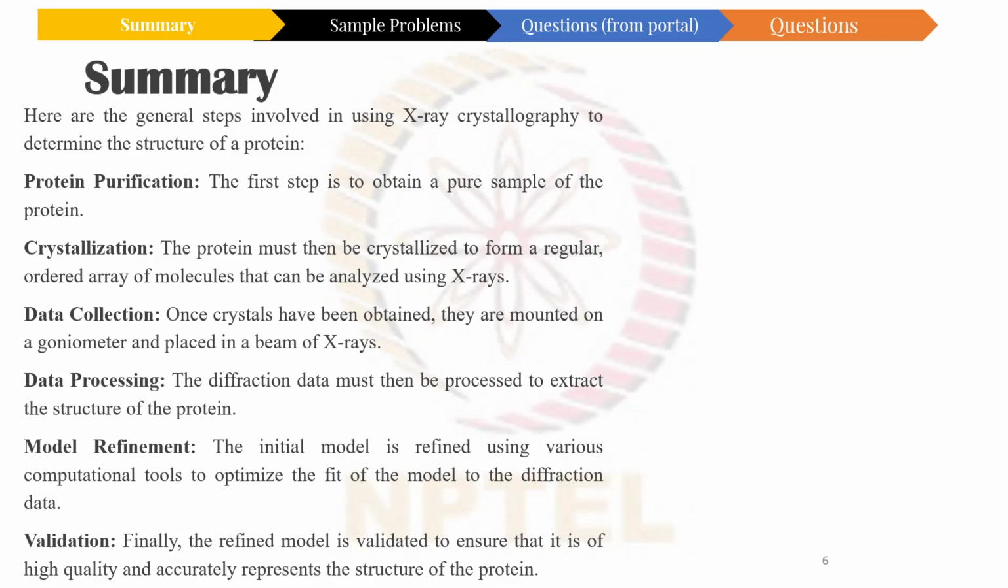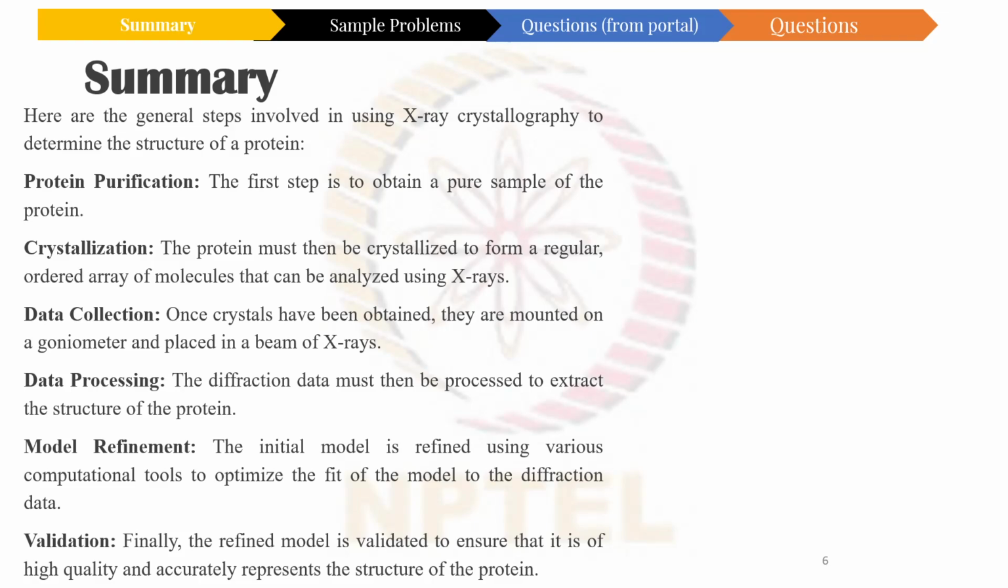The first step is protein purification. Here we obtain a pure sample of protein, and the protein is typically expressed in host organisms. The most common host organisms are E. coli or yeast, and then the overexpressed protein is purified using a combination of techniques such as chromatography, filtration and dialysis. The next step is crystallization, where the protein is crystallized to form a regular and ordered array of molecules that can be analyzed using X-rays.